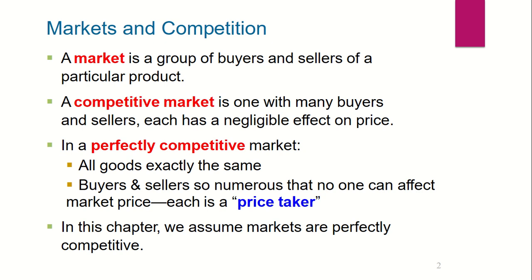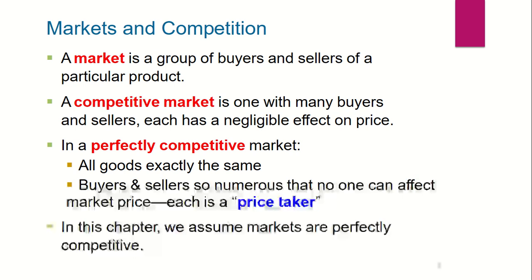Markets and competition. A market is a group of buyers and sellers of a particular product. The term supply and demand refers to the behavior of people as they interact with one another in markets. Buyers determine demand and sellers determine supply. Both interact in markets, and this is how the market works.